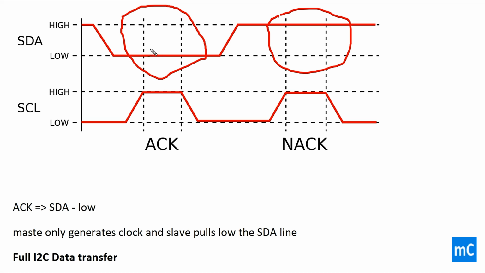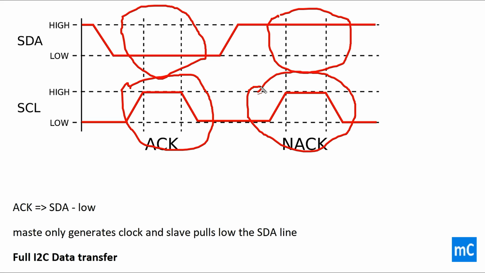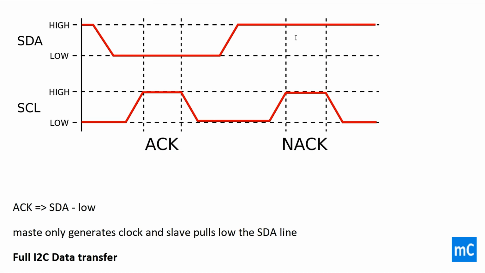So the SDA line is pulled low by the slave to give the acknowledgement to the master, and at that time the master gives the pulse. The master gives the pulse with respect to the accepted speed so that it generates the clock. At that time SDA needs to be pulled low by the slave to give the acknowledgement.